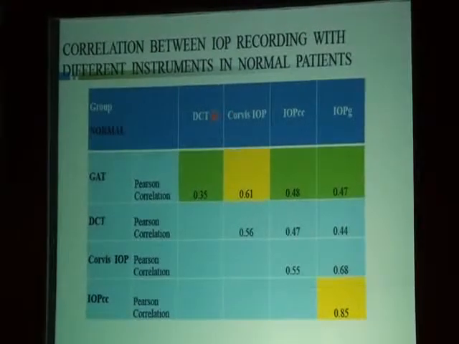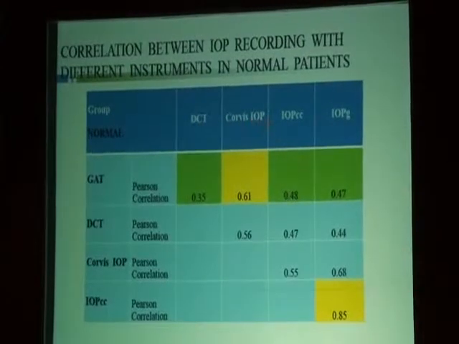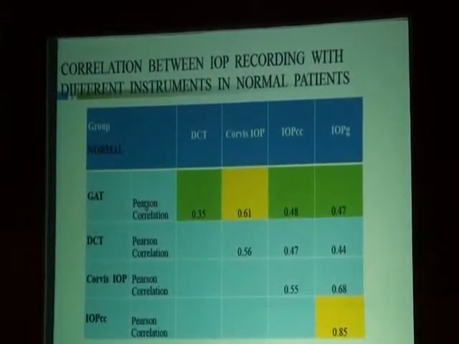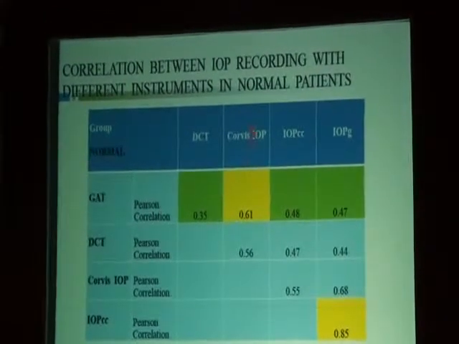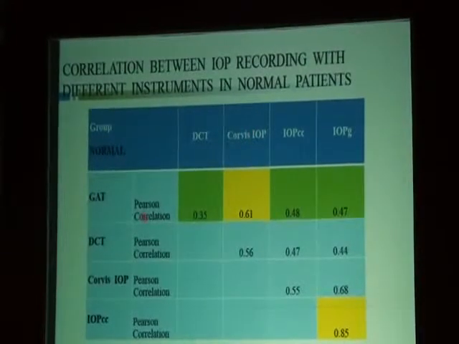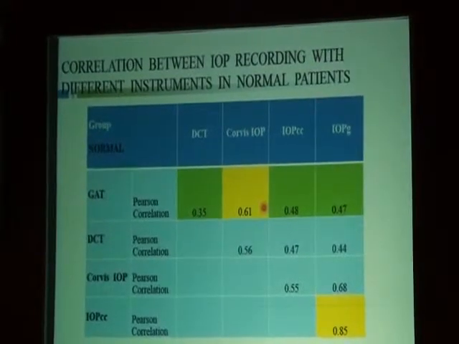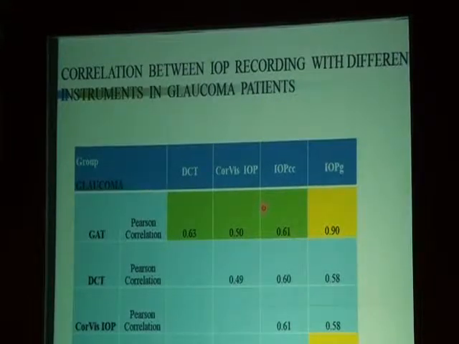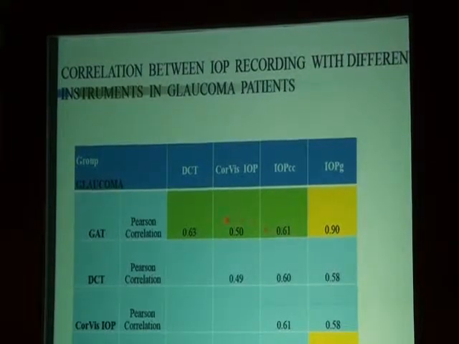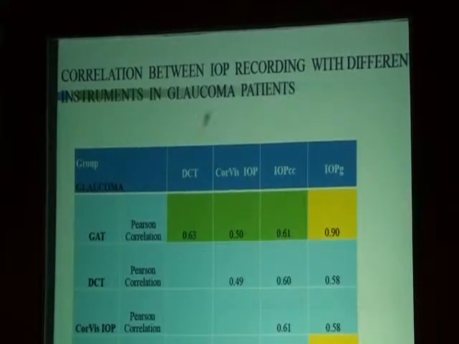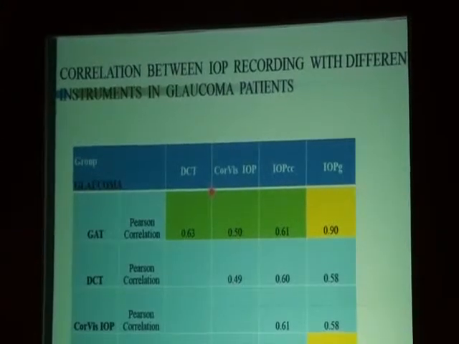When we checked the correlation between the DCT, Corvis and the ORA with the GAT, we found only a moderate correlation between the Corvis and the GAT, and the rest of them were poor in the normal patients. And similarly, there was a moderate correlation in the glaucoma patients.